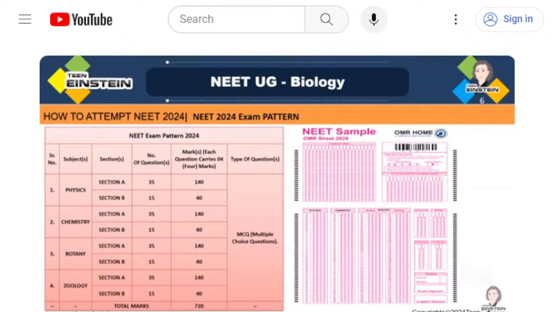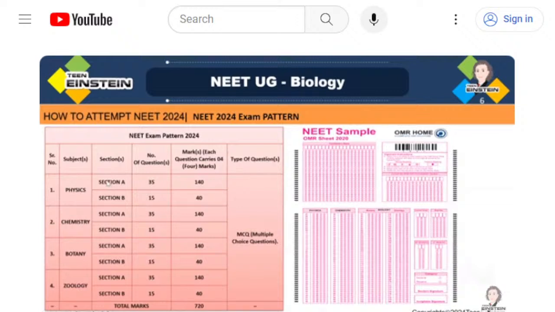Here, a total of 200 multiple choice objective type questions will be there. Out of that, candidates are required to answer 180 MCQs. So this NEET exam 2024 will be graded on a total of 720 marks. Each subject is divided into two sections, section A and section B. Section A has 35 questions, section B 15 questions. Within section B, a candidate needs to answer only 10 questions, and the question paper will be based on the syllabus of physics, chemistry and biology from 11th and 12th.